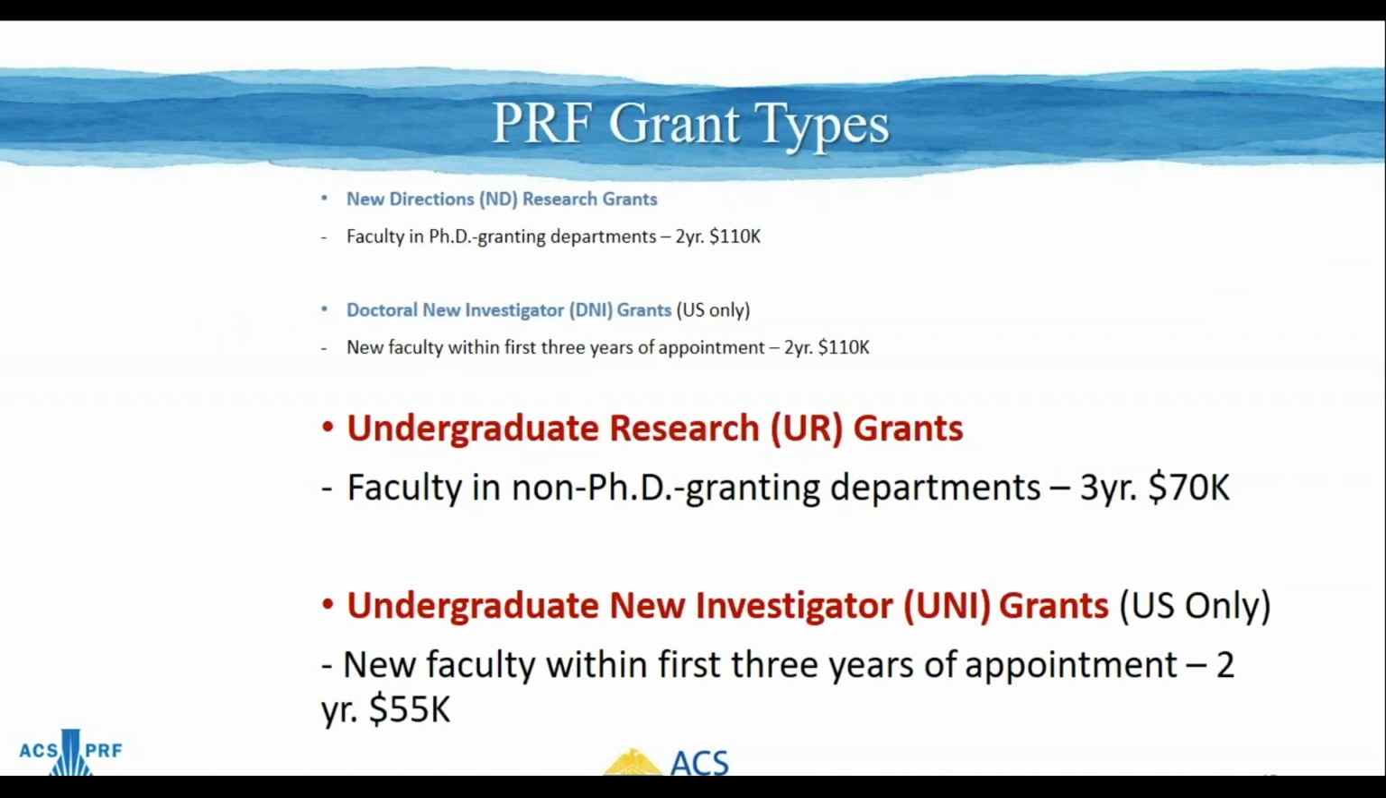Okay, that slide is true. PRF has 4 types of grants, and you will see in my slide that they're not all printed on there in the same typeface. There are 2 types, new directions and doctoral new directions, that are for PhD providing institutions. But we have 2 types of grants that are only given to PUIs.